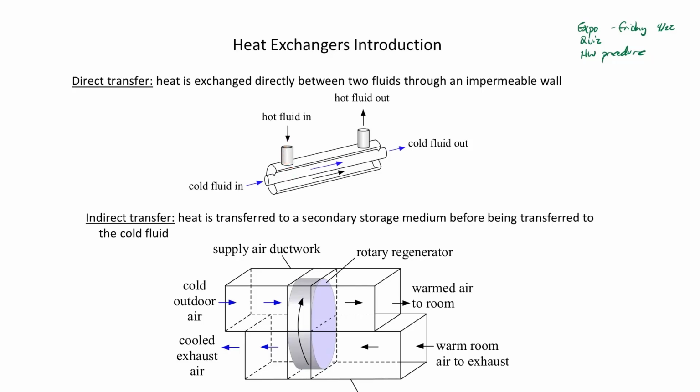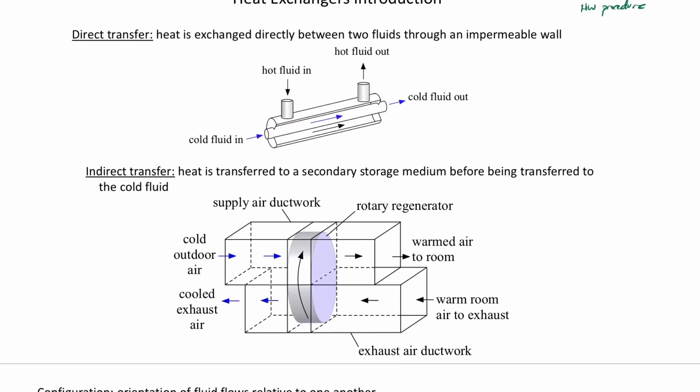The other type, indirect transfer, is something like we show here. This is called a regenerative heat exchanger. It's really common in HVAC. So in, let's say, a large building or even in your home, you would have air that's coming in. You have to replace the air at a certain rate. You can't just let the air circulate. COVID obviously has shown that to be really important. You can't just let the air circulate within the building. You have to replace it at a certain rate.